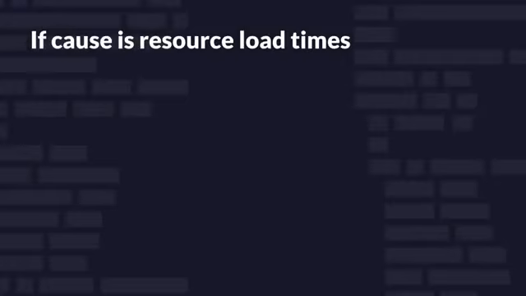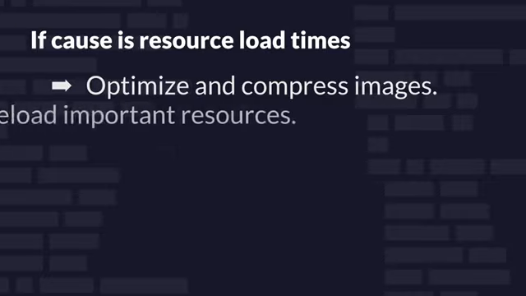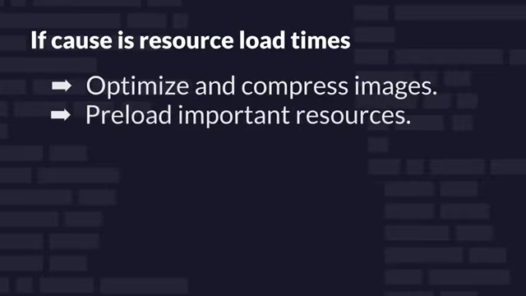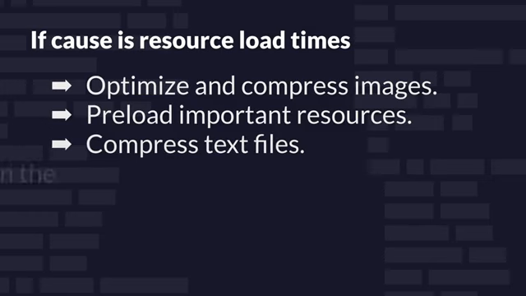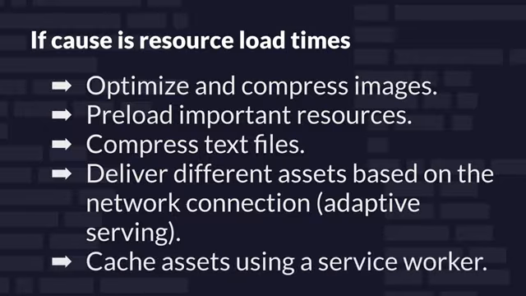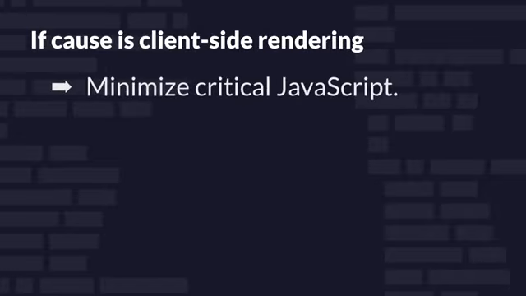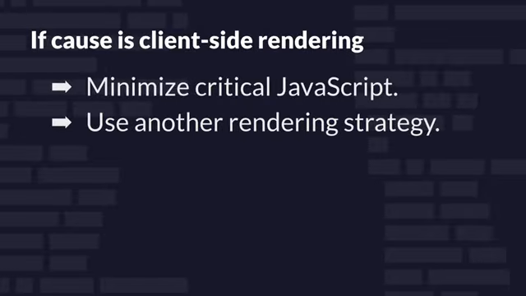If the cause is resource load times, you want to optimize and compress images, preload important resources, compress text files, deliver different assets based on the network connection, and cache assets using a service worker. Finally, if the cause is client-side rendering, you want to minimize critical JavaScript or use another rendering strategy.